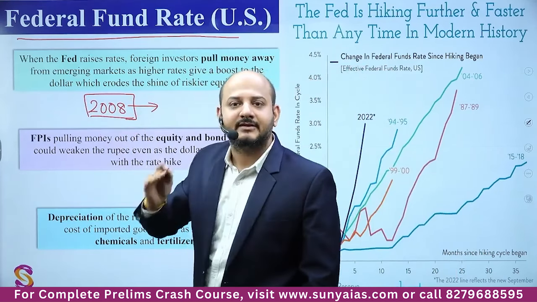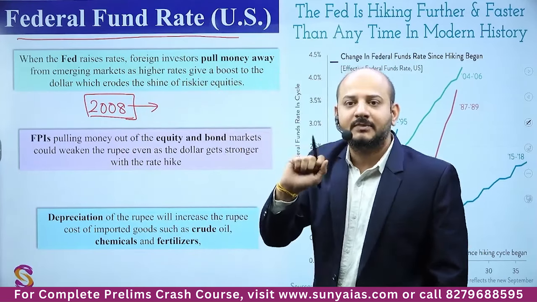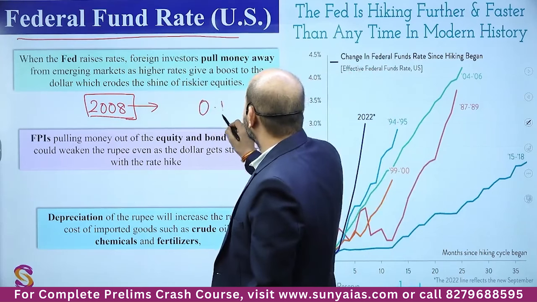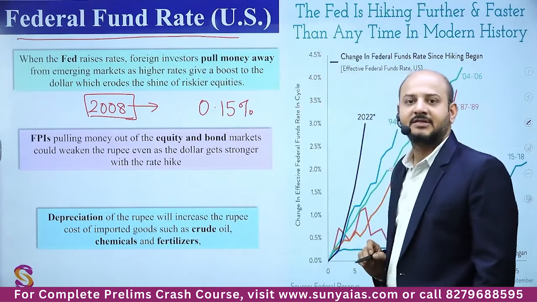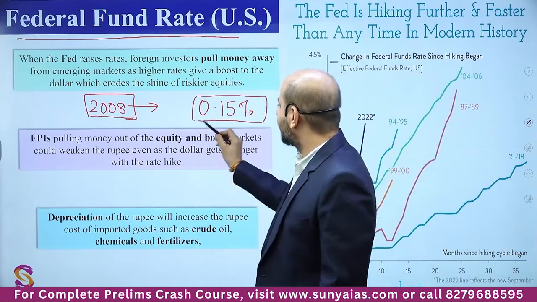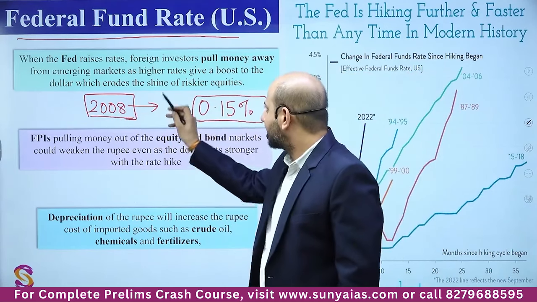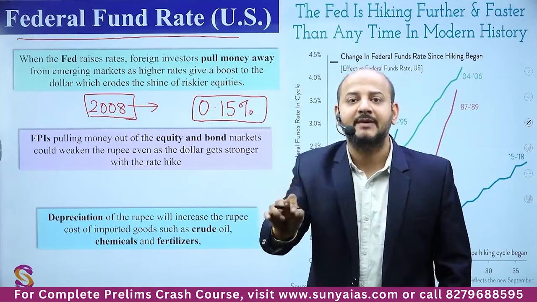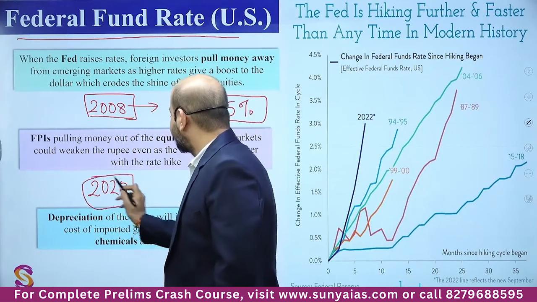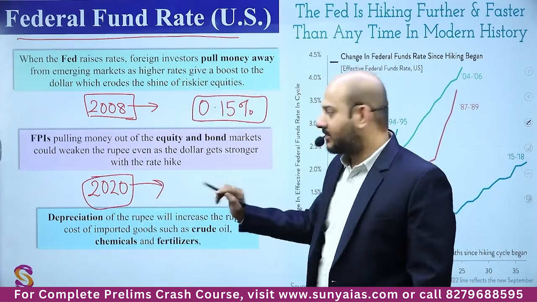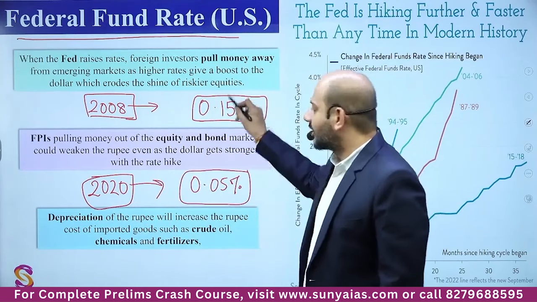For approximately 10 years, we have seen that the federal fund rate was near zero, nearly 0.15%. Take care. In the US markets, recession was happening and the federal fund rate was 0.15%. During the time of the pandemic, from 2020 onwards, the federal fund rate dropped further. It was 0.05%. You see how low it is going, it keeps dropping.